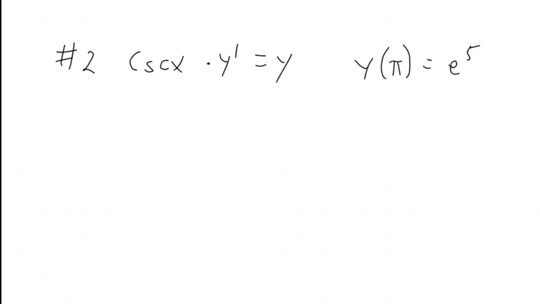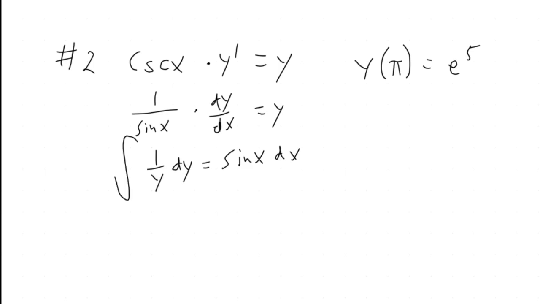How about cosecant x can be rewritten as 1 over sine of x? Y prime is dy dx. So we got this 1 over sine. That's on the back of your trig IDs, on the back of your table of integrals. All the trigonometry stuff is there. Integrate both sides. So that's going to be natural log y. And then the antiderivative of sine is negative cosine plus c.